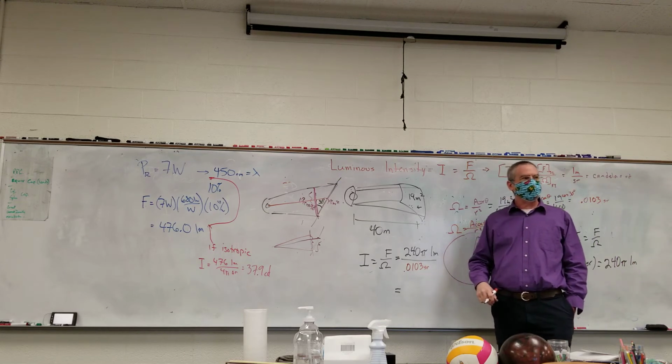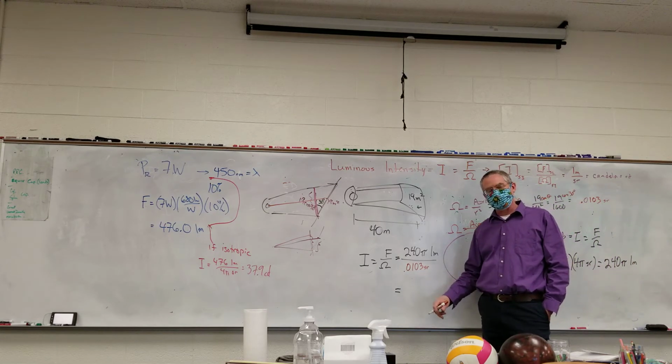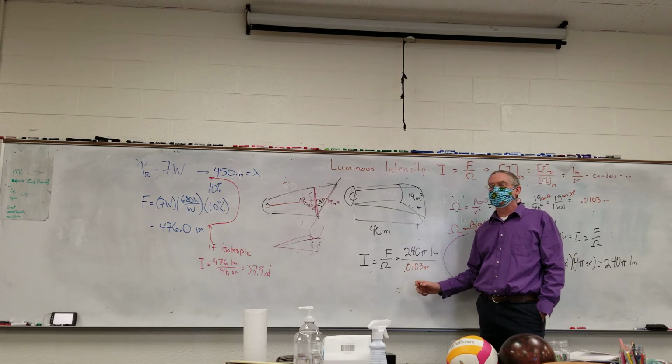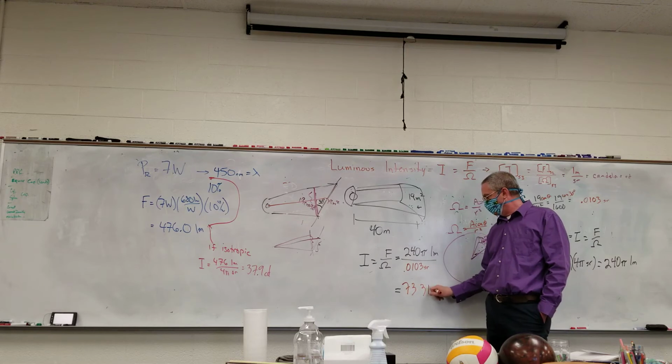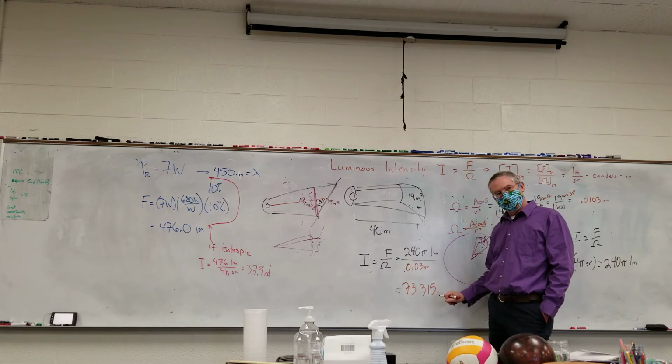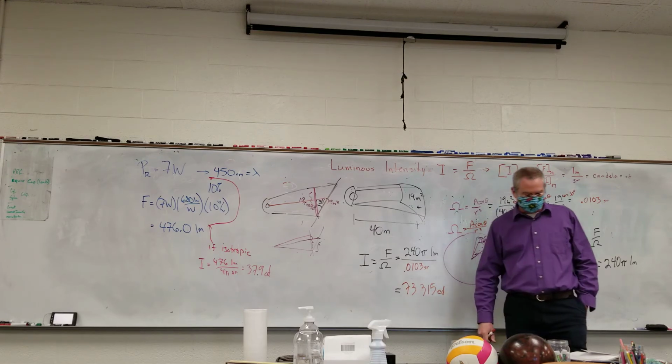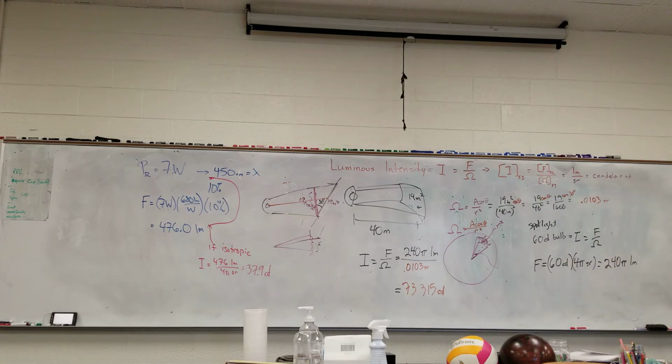You got it, Aaron? I did. So what's the luminous intensity? It is 73,315. What was your unit? Oh, sorry, CD. Candelas. So in order to hit 19 square meters, we had to narrow the beam some, which made the luminous intensity greater.